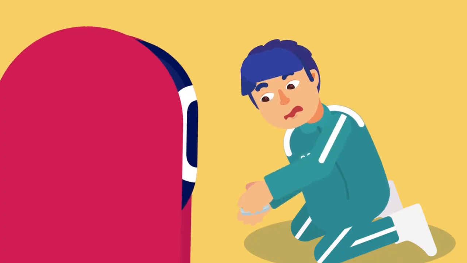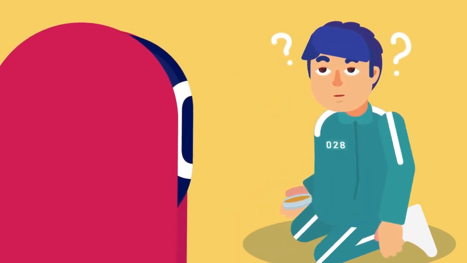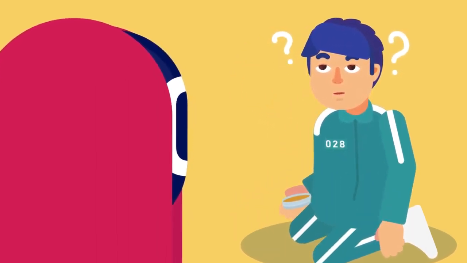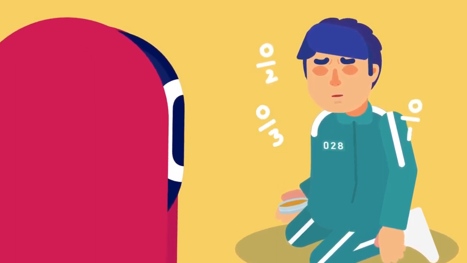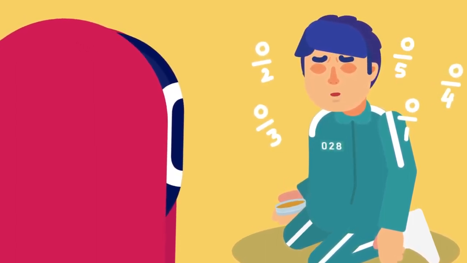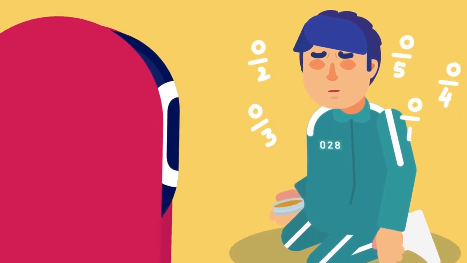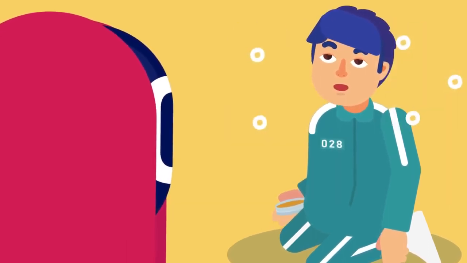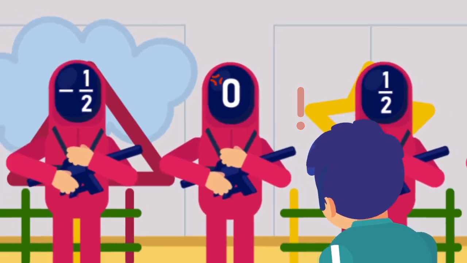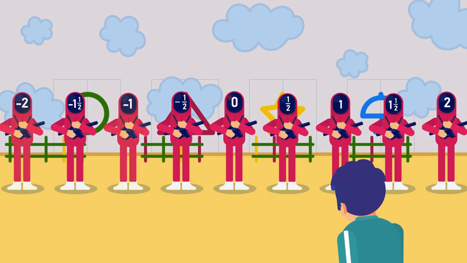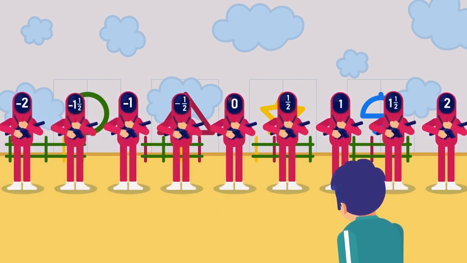Is 0 a rational number? Let's see if 0 can be represented as a fraction. 0 can be represented as 0 over 2, 0 over 3, 0 over 4, 0 over 5. All these fractions have the final answer as 0. Therefore, 0 is a rational number. So rational numbers contain positive integers, negative integers, 0, and common fractions.